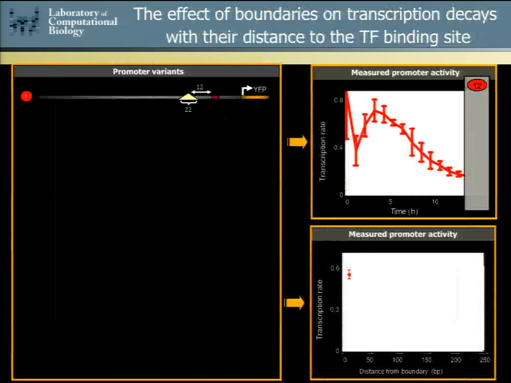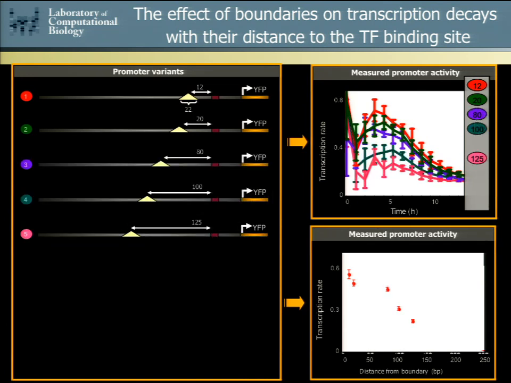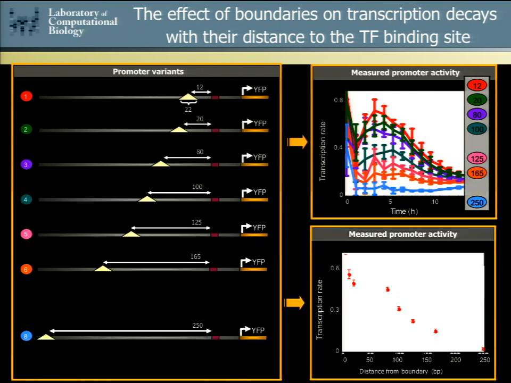This is what we explored in the next set of variants. I'll be showing you just the strongest point on this graph, looking at activity as a function of distance between the poly A element and the GCN4 site for these different variants. We started with a poly A element of length 20 at a distance of 12 from the GCN4 site. We then moved it away, to distances of 20, 80, 100, 165, and you can see, as would be predicted, transcriptional output goes down, up to a distance of 250 base pairs.